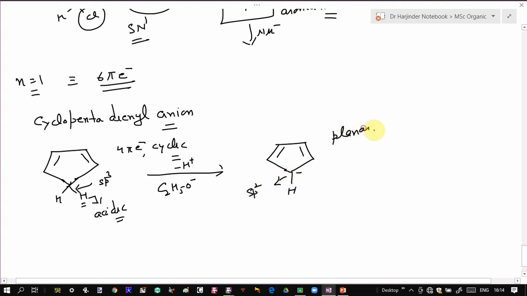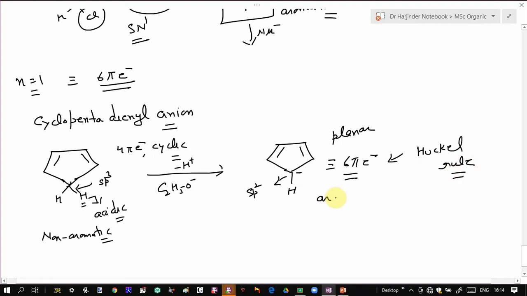Okay, so in the anion, you can see this carbon is now sp2 hybridized, so it has a cyclic planar structure. So here it was non-aromatic, but now it has a cyclic planar structure with a total of 6 pi electrons: 2, 4 and this negative charge. So it has 6 pi electrons. So now it satisfies Huckel's rule. And therefore this anion is an aromatic compound. Okay, this anion is aromatic.